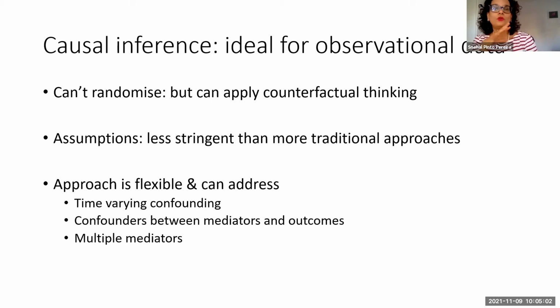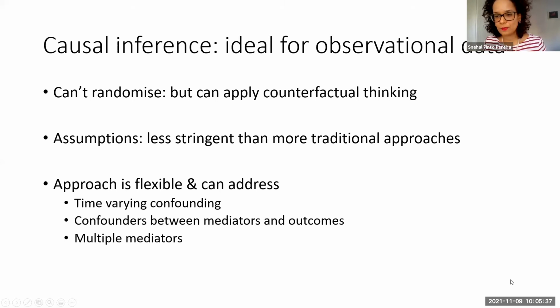Now, causal inference methods are ideal for observational data. Sorry, my computer's going a bit weird. Here we go. Right. The causal inference methods are ideal for observational data because when you have observational data, you can't randomize your data. You can't randomize people to a lifestyle intervention or to treatment or whatever. But you can apply this counterfactual thinking.